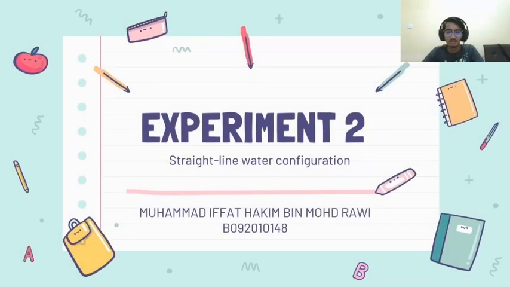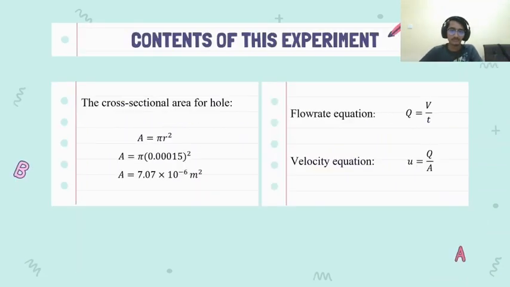Assalamualaikum warahmatullahi wabarakatuh. My name is Muhammad Ifat Hakim bin Muhammad Rawi from Bmmv 1-2. I will explain about experiment 2, which is the straight line water configuration. The content of this experiment is to find the volume, flow rate and the velocity.